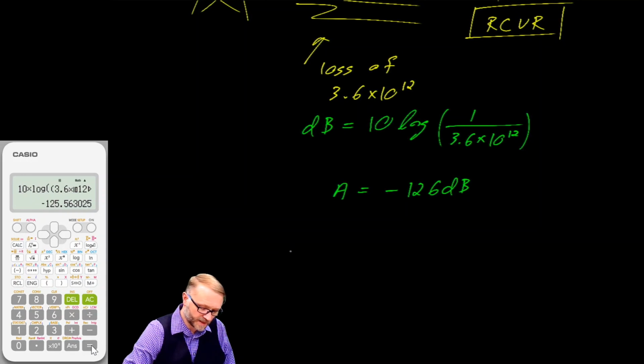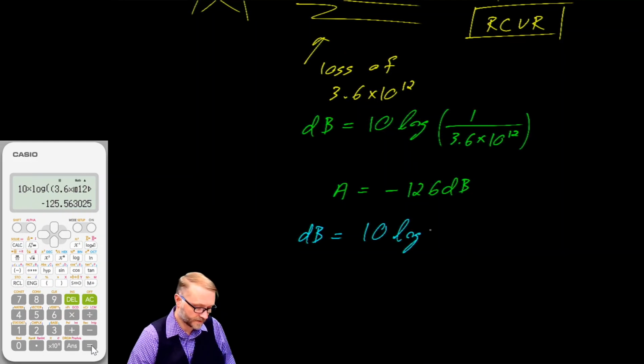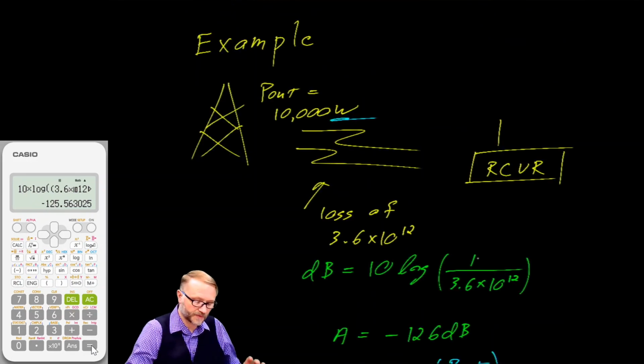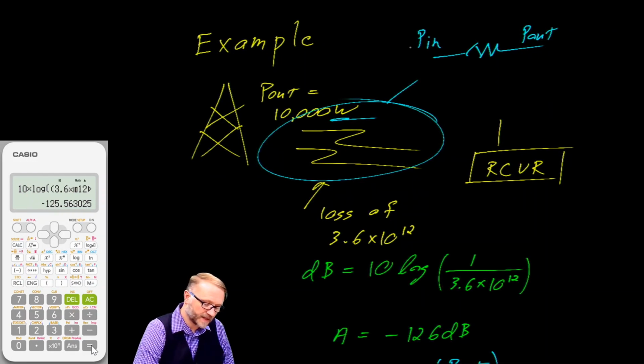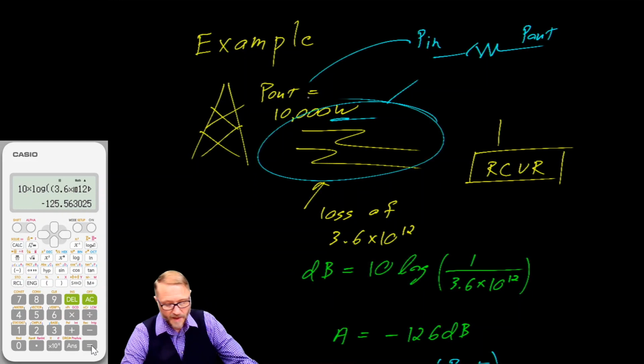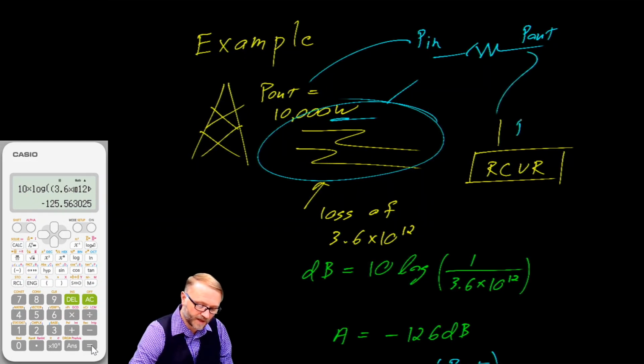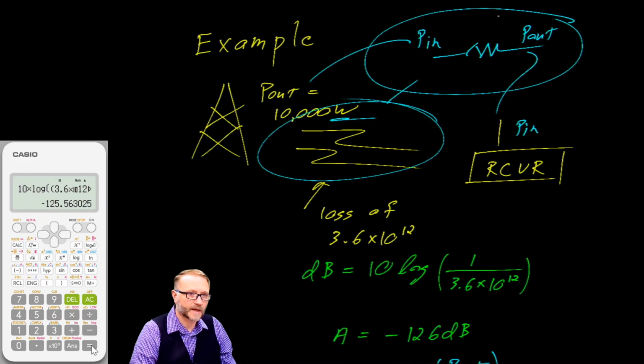Using our equations, we would say that dB is equal to 10 log, because we're dealing with power, so 10 log of power out over power in. Except in this case, we're talking about the channel. So this piece here is modeled as a resistor, and we talk about the power in to the channel and the power out of the channel. And it just so happens that power in to the channel is the output power of the transmitter, and the power out of the channel happens to be the power in for the receiver. So that arguably gets a little bit complicated, but just remember, you're talking about the channel. It's power into the channel and power out of the channel.